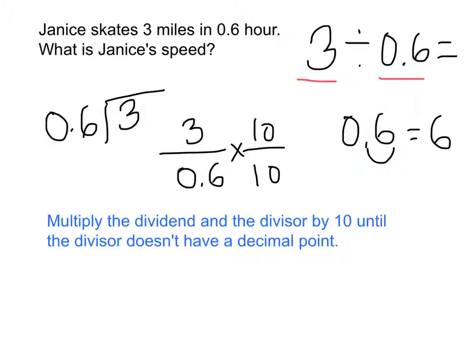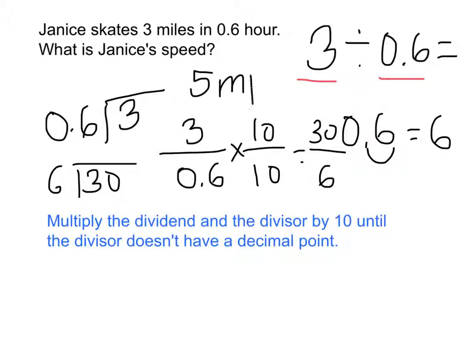Yeah. Oh, so is that the same as 30 over 6? Because if I multiply 3 times 10 and 0.6 by 10, I get 30 over 6, don't I? So now, can I divide 30 divided by 6? What is 30 divided by 6, incidentally? 5. So what is Janice's speed? 5 miles per hour.